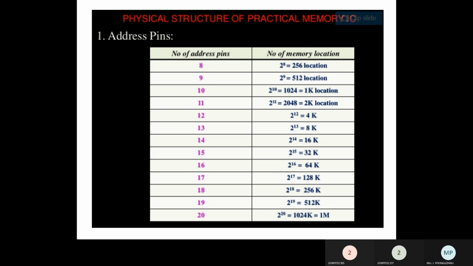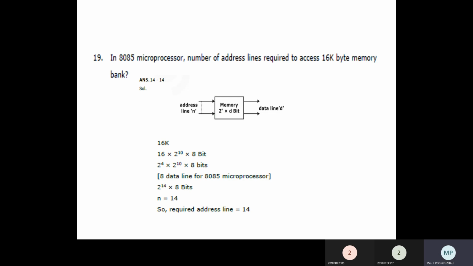If you take the 8085 microprocessor, it has 16 address lines. So 2 power 16 is equal to 65536. We just saw 65536, so it is equal to 64k of memory. Next, a question was asked about the 8085 microprocessor. This is the question asked in the 2019 GATE exam.